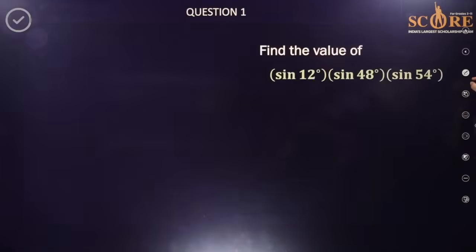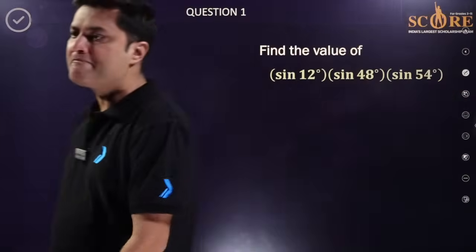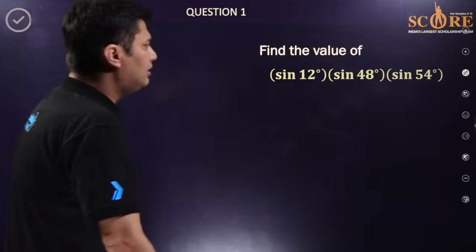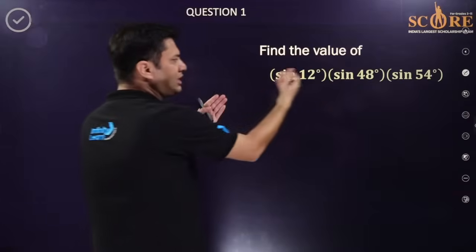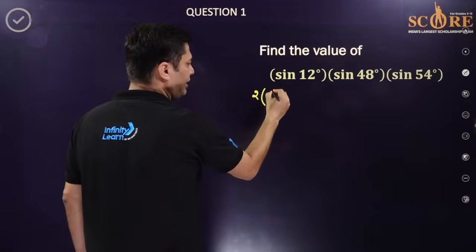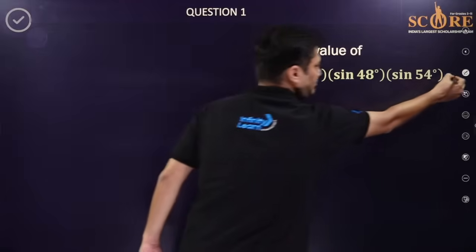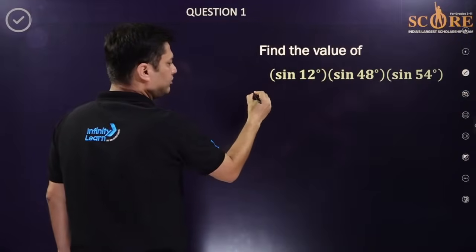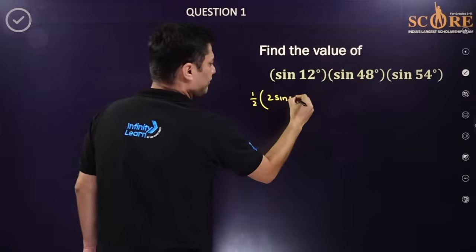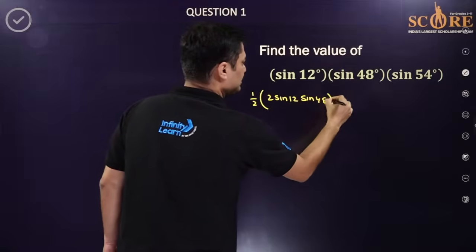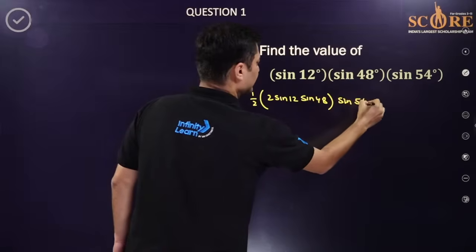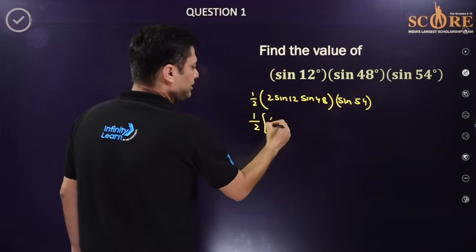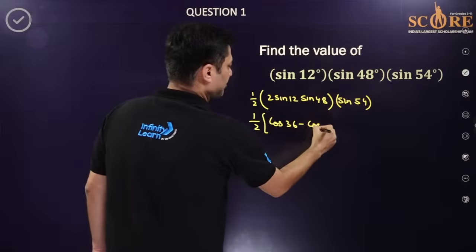Let's start with the very first question. Find the value of sin 12 degrees, sin 48 degrees, sin 54 degrees. In these kinds of questions, you need to apply 2 sin A sin B. So multiply by 2 and divide by 2, and it will give you 2 sin 12 degrees sin 48 degrees into sin 54 degrees. What is 2 sin A sin B? It is cos(A minus B) minus cos(A plus B).